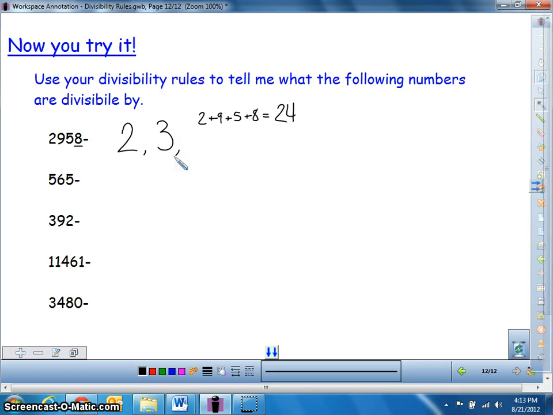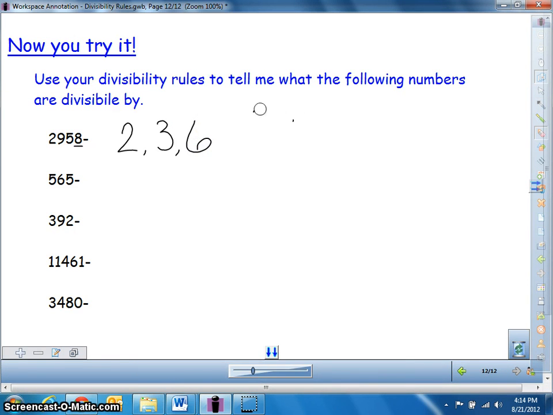How about 5? Is it divisible by 5? Well, my last number is an 8, not a 5 or a 0. So 5 is not going to be one of my choices. How about 6? What was the rule for 6? Both 2 and 3 have to work. Well, 2 and 3 is what we have down, so I can automatically put my 6 there. I'm going to erase this so it's not in the way.